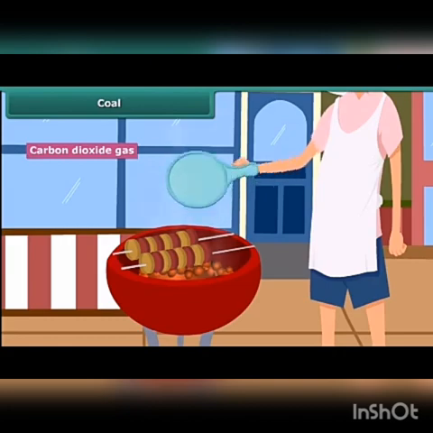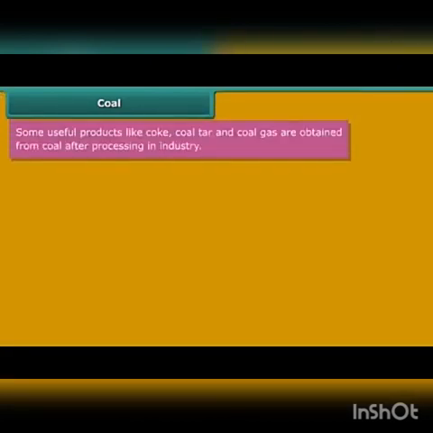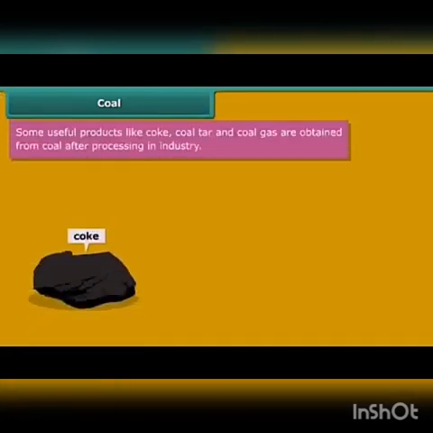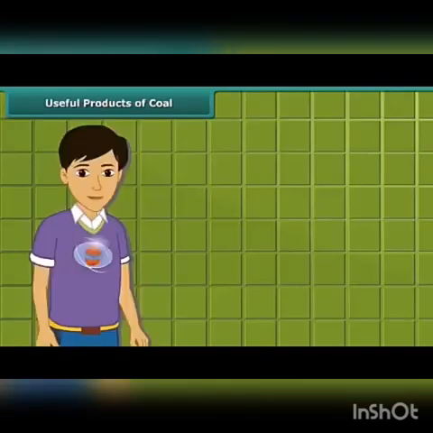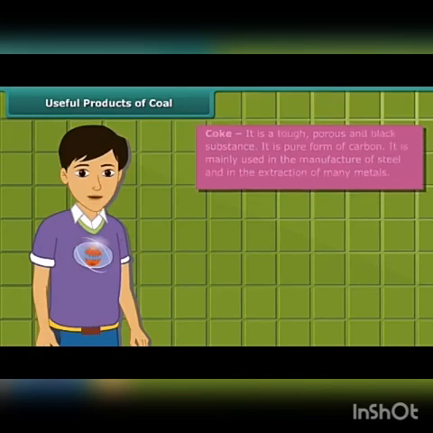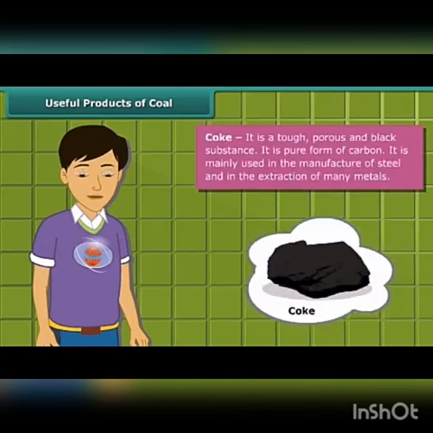You will be surprised to know that some useful byproducts of coal like coke, coal tar and coal gas are obtained directly from coal. Do you know how these byproducts are helpful for us? At first, let us know about coke. Coke is a tough, porous and black-colored substance. It is mainly used in the manufacturing of steel and extraction of many metals.